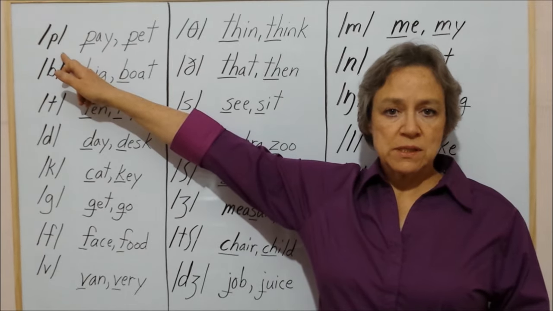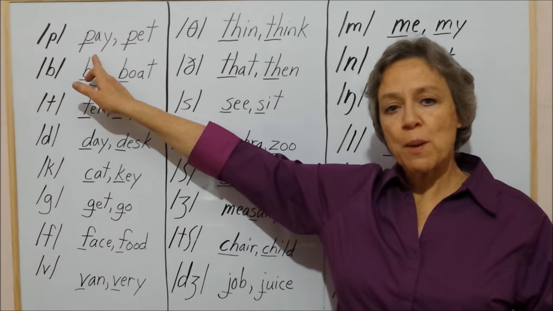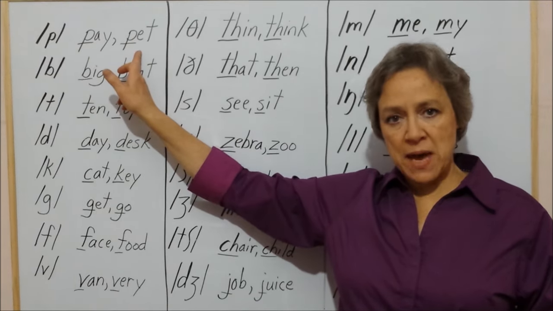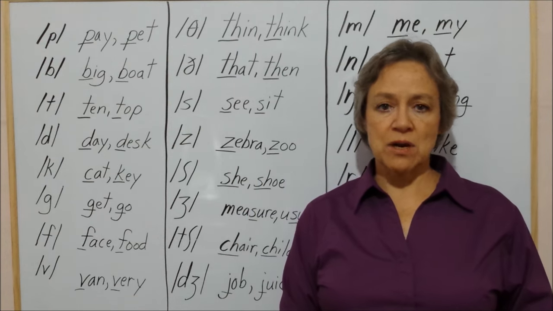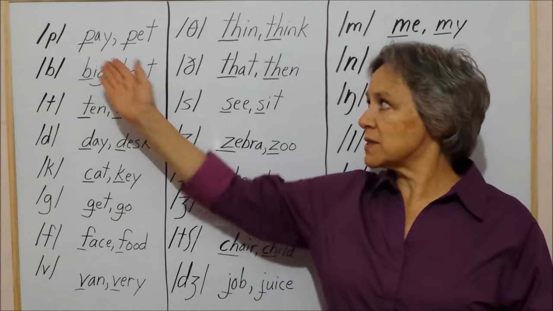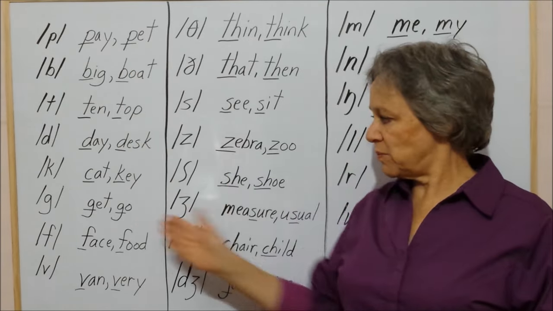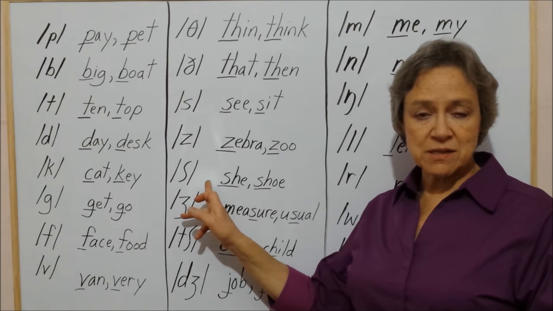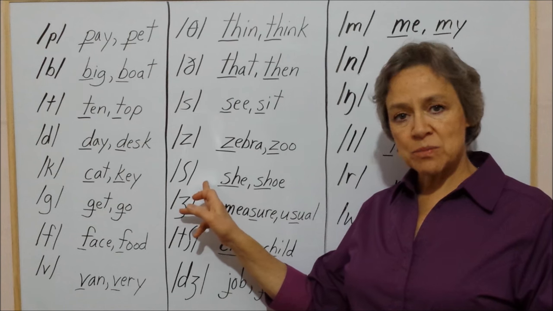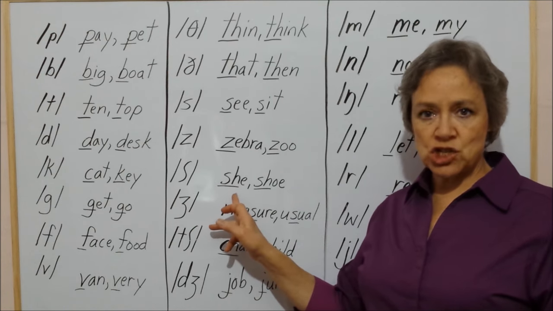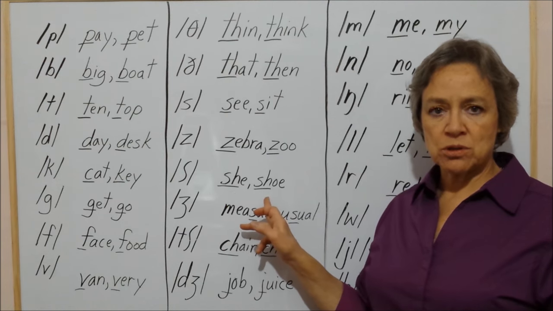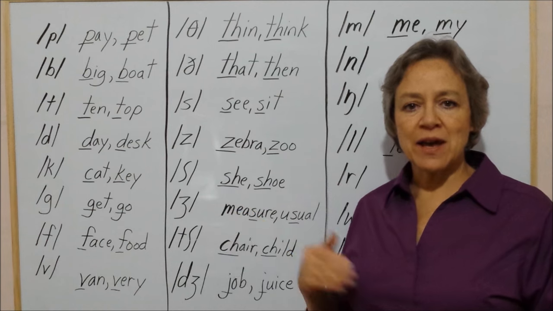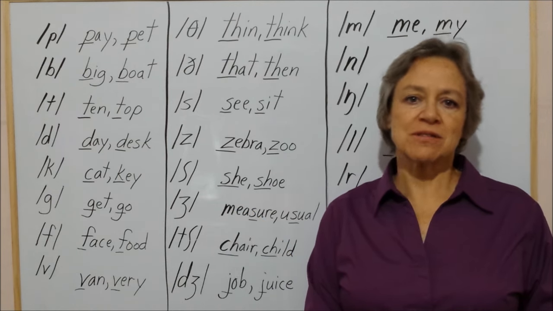So here, the sound p is represented by the word pay and the word pet. So if you remember these two words, pay and pet, and later you see a word that also has the p sound, you can remember it's the same sound as in these two words. And that would be the same for any of these. Later, if you see a word that has been transcribed, let's say with this symbol, you can remember that this symbol is the sound in the word she and the word shoe. So later, if you see this symbol, you can just say, oh yeah, it's the same sound as in she. And that can help you to figure out how to pronounce another word later on.